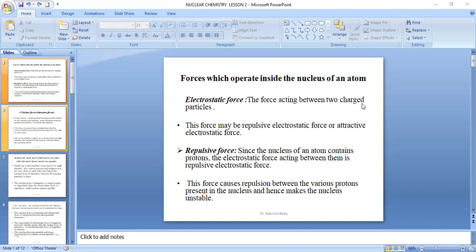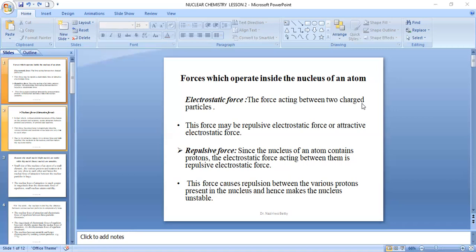Today, we are going to look at the forces which operate inside the nucleus of an atom. Electrostatic force. This is the force acting between two charged particles. This force may be repulsive electrostatic force or attractive electrostatic force. Therefore, the forces acting inside the nucleus are mainly two: the repulsive electrostatic force and the attractive electrostatic force.